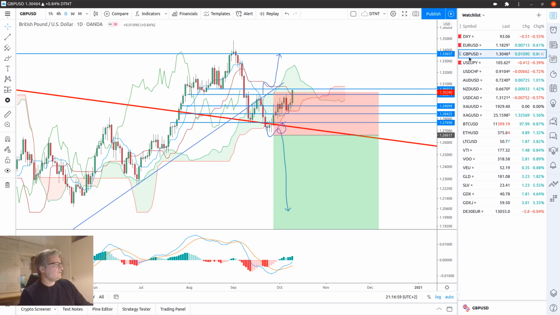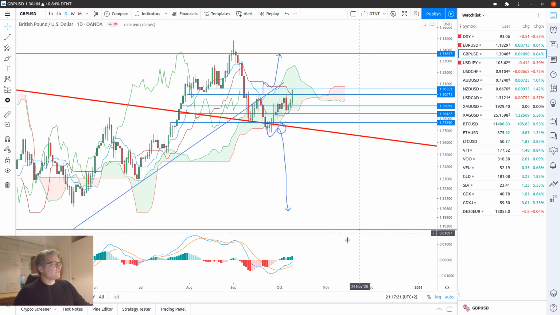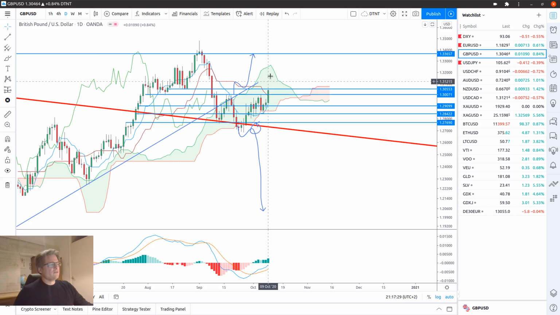Looking at the Great British Pound USD, I had this open order waiting for price to break below this low right here. This did not happen, and price is now moving higher in the Kumo. So I've removed this order, so I'll just hide it for now, and this scenario is not going to play out. So from here I'm going to wait to see what price is going to do, which way it's going to get out of the Kumo.